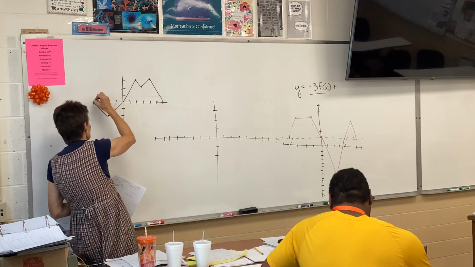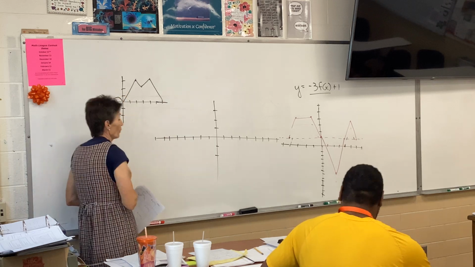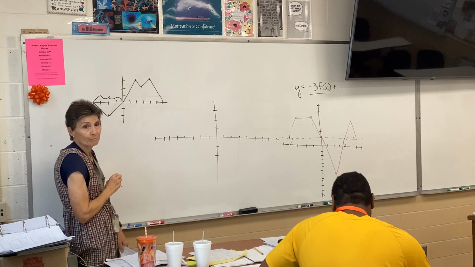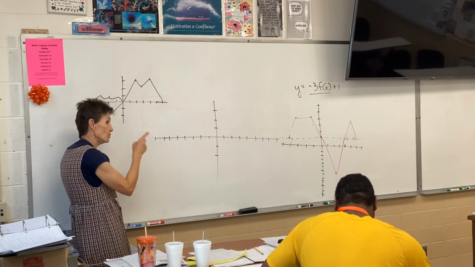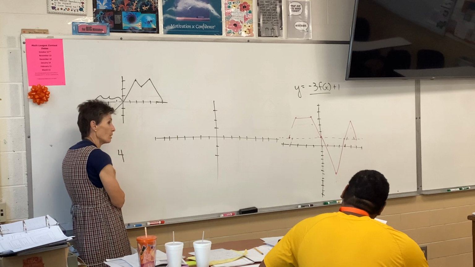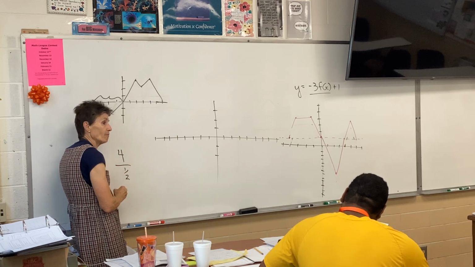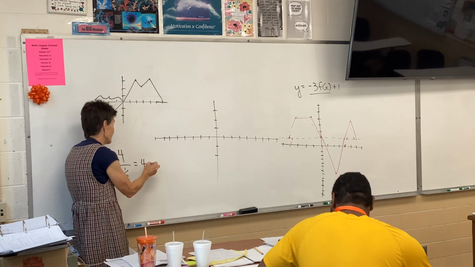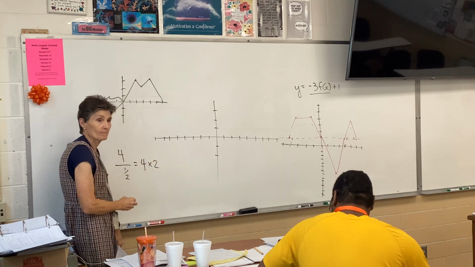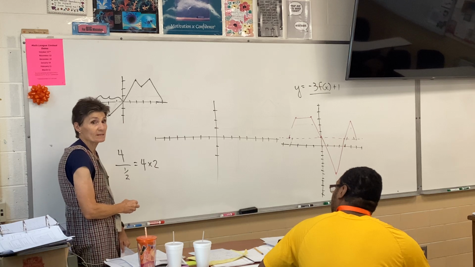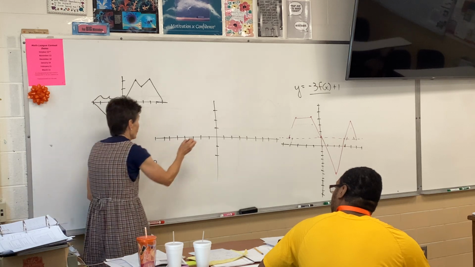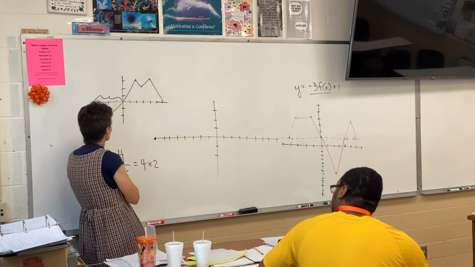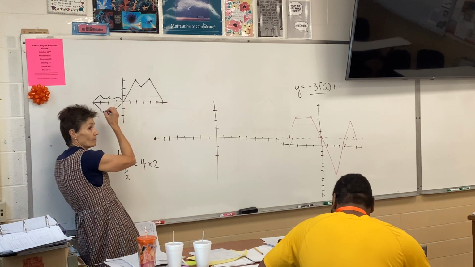So what is the width of this whole thing? How wide is that triangle? 4. So the new width is going to be 4 divided by 1/2, which is 4 times 2. So the new width is 8. So 1, 2, 3, 4, 5, 6, 7, 8. So now my triangle is 8 across.